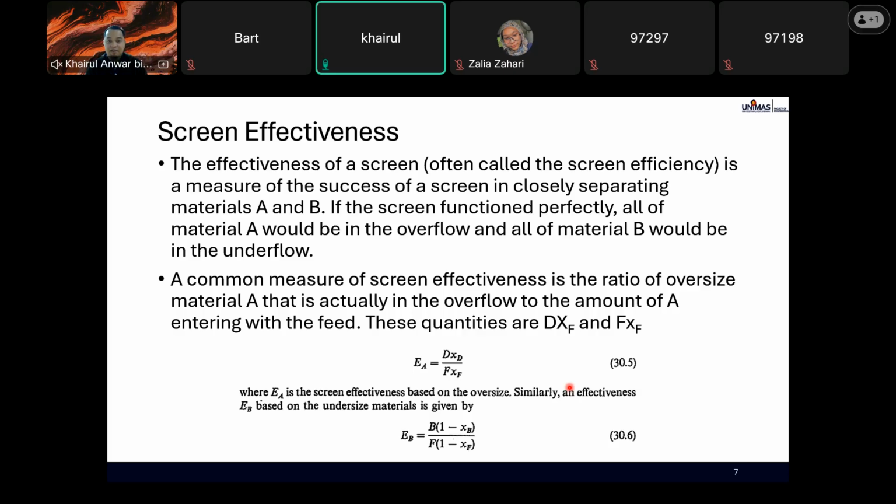The common measure of screen effectiveness is the ratio of oversize material A that is actually in the overflow to the amount of A in the feed. This quantity is D xD over F xF, equation 3.5, where EA is the screen effectiveness based on the oversize. So oversize, or overflow. Similarly, an effectiveness EB based on the undersize material is given by EB equals, okay, this equation 20.6.